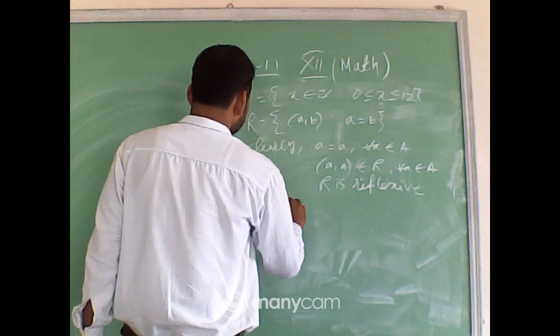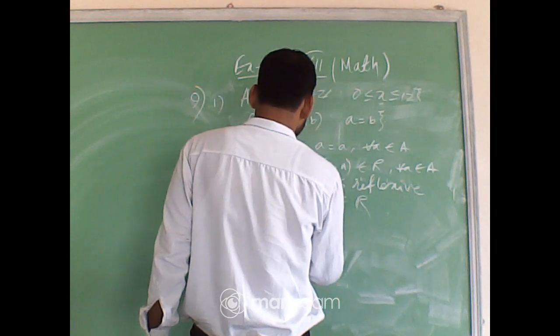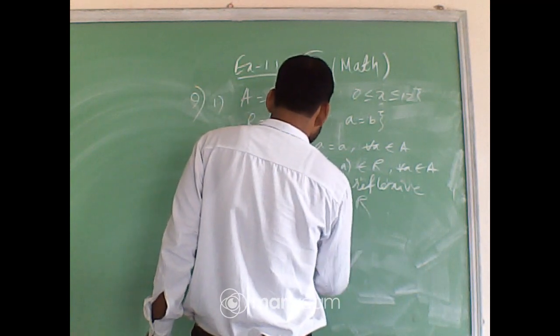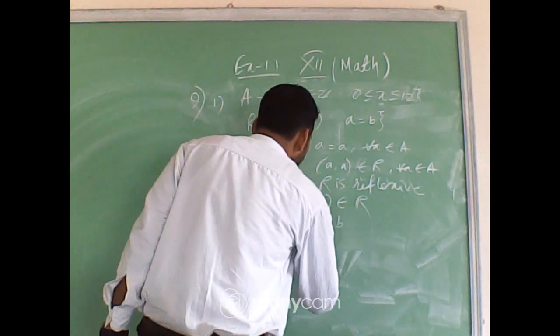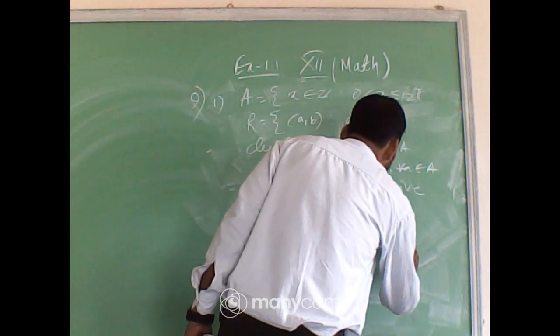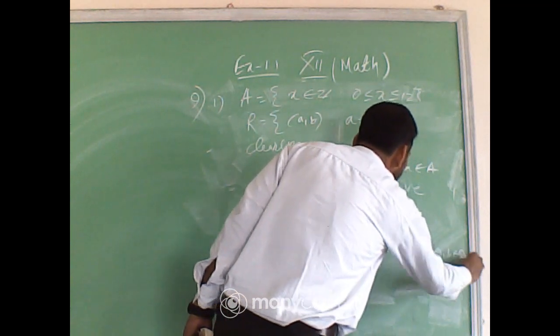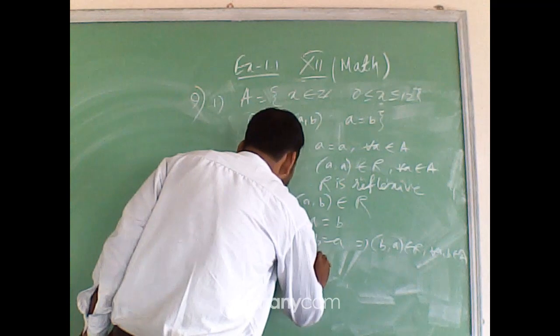Let ordered pair (a, b) belong to R. Therefore, a equals b. We can write it again, b equals a, which implies ordered pair (b, a) belongs to R for all a, b belongs to A. Therefore, R is symmetric.